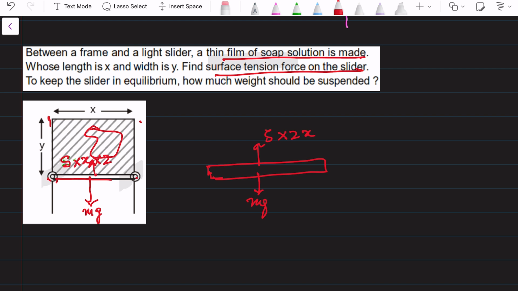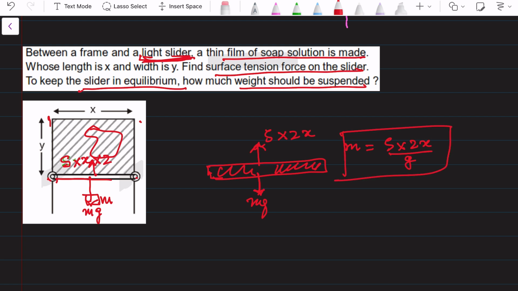It is given light slider. And they are asking, to keep the slider in equilibrium, how much weight should be suspended. Let us say the weight suspended is m, then mg will come. Its own weight is not there because it is given in the question, it is a light slider. So mg downward, S into 2x upward. So m comes out to be S into 2x divided by g. This is the mass we have to suspend from the slider.